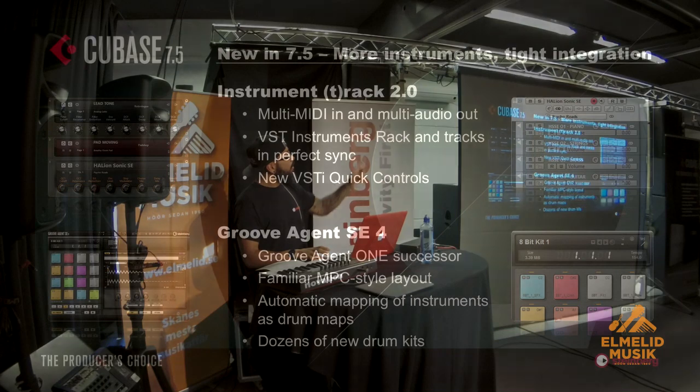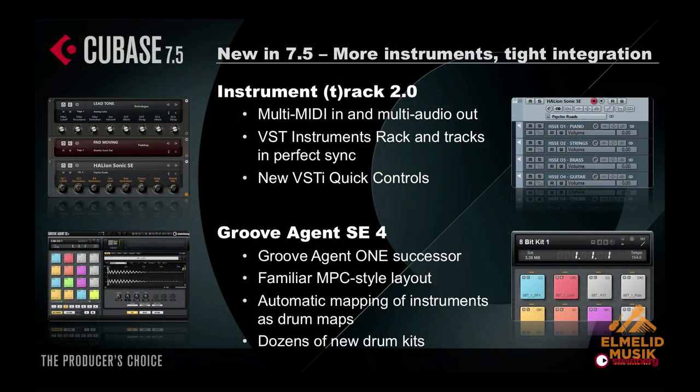The instrument track 2.0. In Cubase, you can create 3 types of tracks, okay? Basically, you can create audio tracks, you can create MIDI tracks, and you can create instrument tracks. With 7.5, we really took it to the edge, and with the instrument track, you can now easily utilize the multi-timbral function. For instance, Halion Sonic SE. If you have an instrument that is multi-timbral, now with an instrument track, you can utilize those extra outputs. And I will show you guys in a bit what it all means.